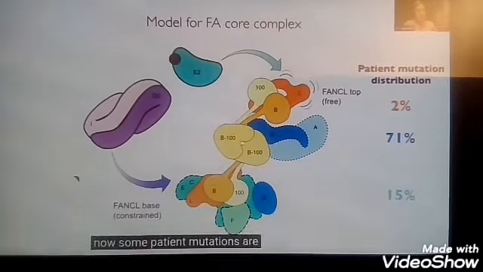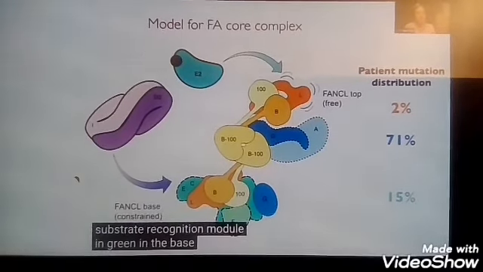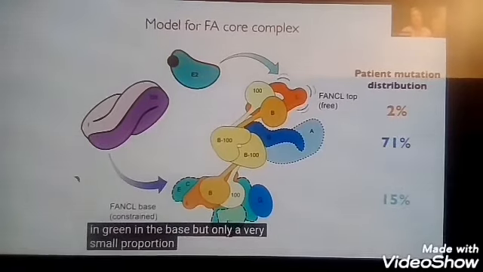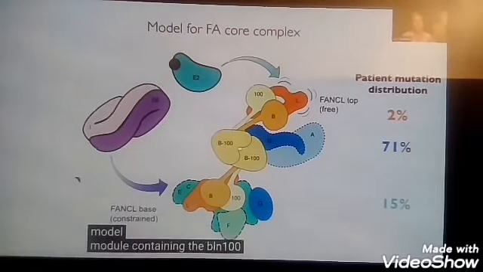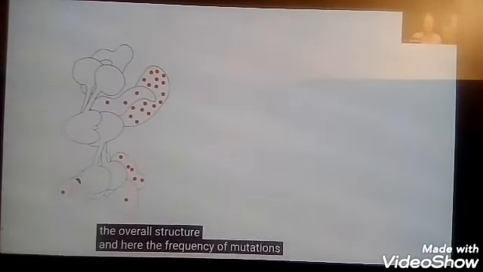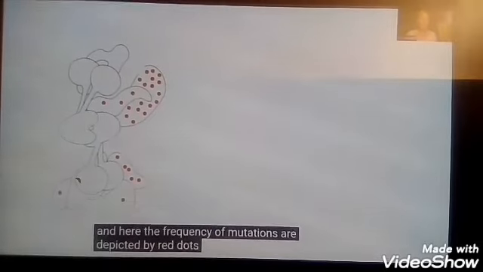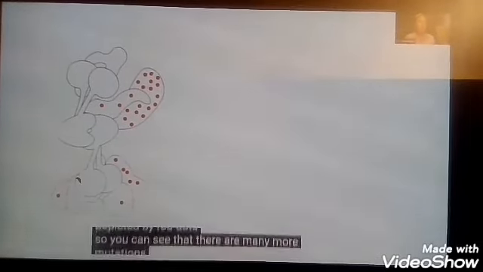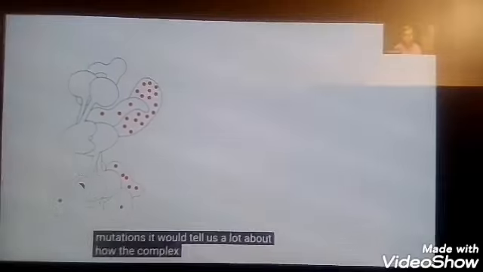Now, some patient mutations are in the substrate recognition module in green in the base, but only a very small proportion are in the catalytic module containing the B, L, and 100 subunits. So I mapped the patient mutations onto the overall structure, and here the frequency of mutations are depicted by red dots. So you can see that there are many more mutations in the periphery of the complex than in the central core. Now, initially, when we first started studying this, we thought that by mapping the mutations, it would tell us a lot about how the complex worked.